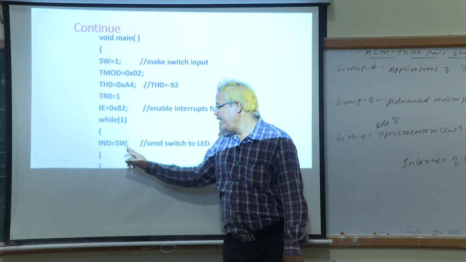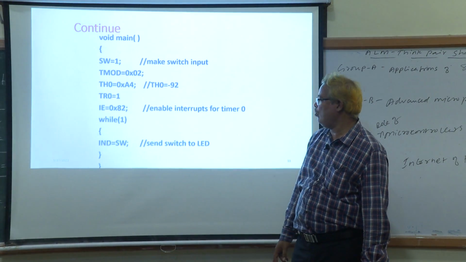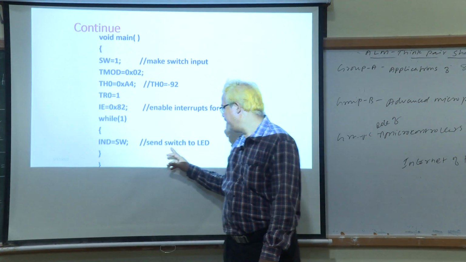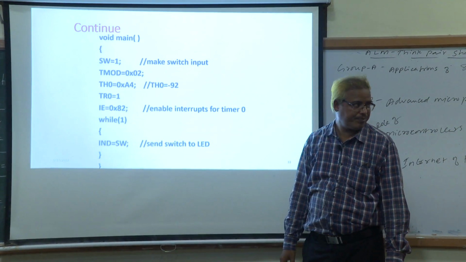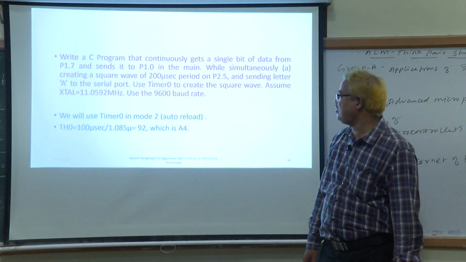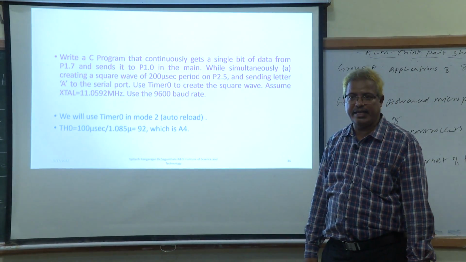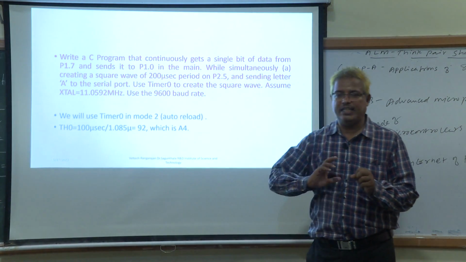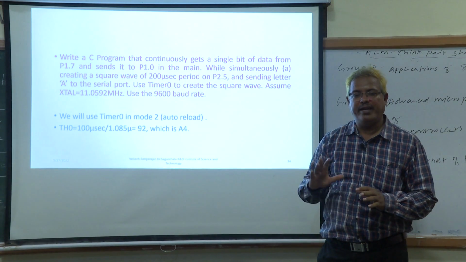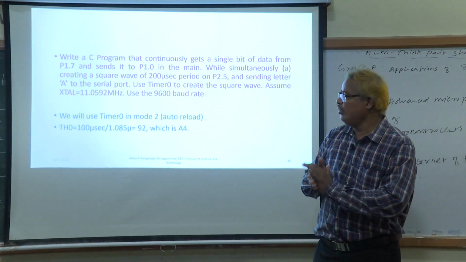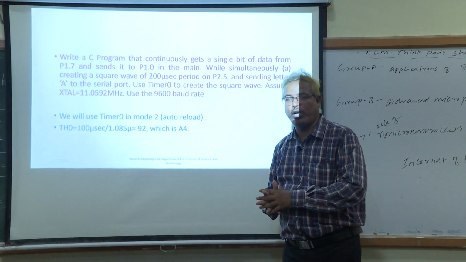So here, while(1), IND is equal to SW. Data is received and data is transmitted here, sending the switch to the LED. So two tasks are done simultaneously: one is receiving data from one port and transmitting it to another port, and then simultaneously generating the square wave using interrupt programming. So this is another program, interrupt programming.